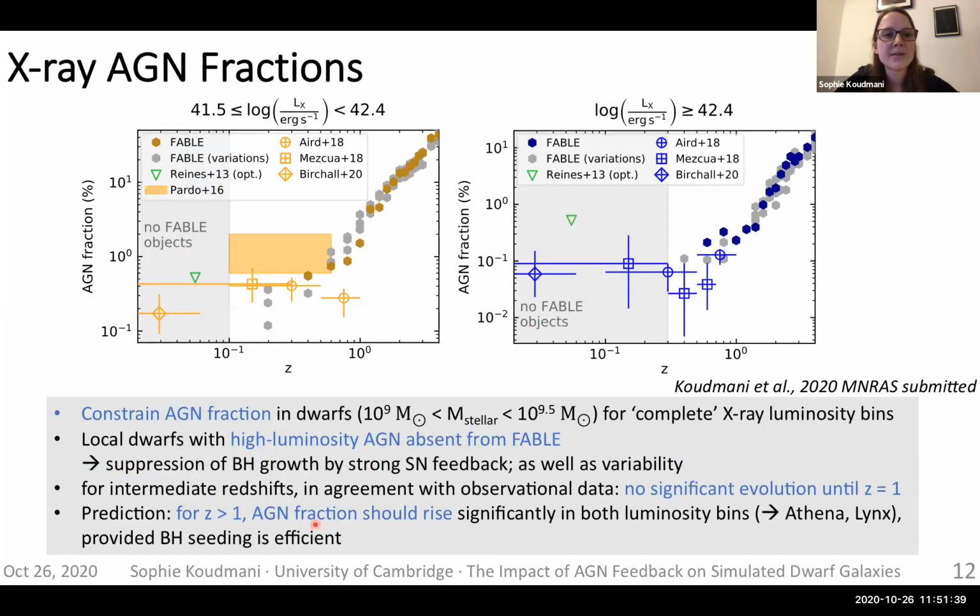And finally, we also compared to X-ray data that I mentioned earlier. Like I said, this X-ray data really only constrains the tip of the iceberg.